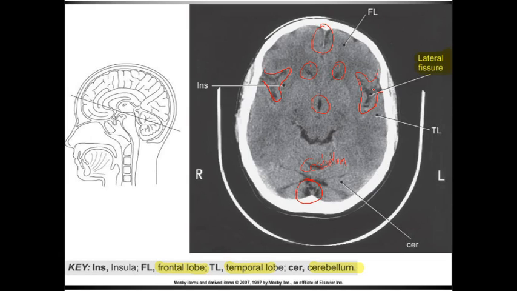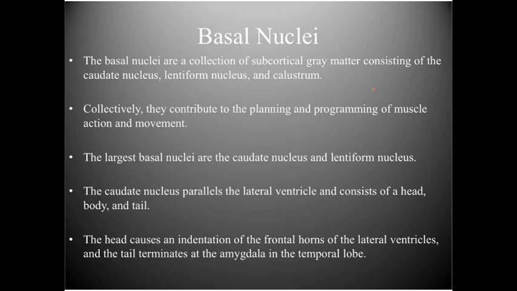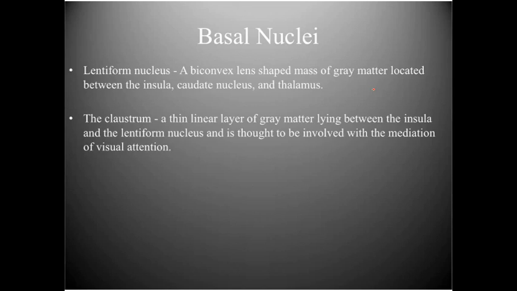Okay, the basal nuclei. The basal nuclei are a collection of subcortical gray matter consisting of the caudate nucleus, lentiform nucleus, and claustrum. Collectively, they contribute to the planning and programming of muscle action and movement. The largest basal nuclei are the caudate nucleus and the lentiform nucleus. The caudate nucleus parallels the lateral ventricle and consists of a head, body, and tail. The head causes the indentation of the frontal horns of the lateral ventricles, and the tail terminates at the medulla and the temporal lobe.